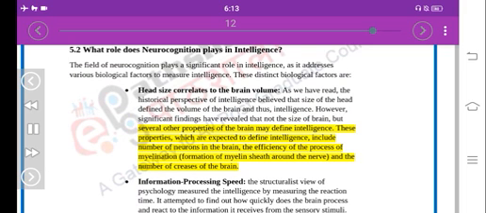These properties, which are expected to define intelligence, include number of neurons in the brain, the efficiency of the process of myelination, formation of myelin sheath around the nerve, and the number of creases of the brain.